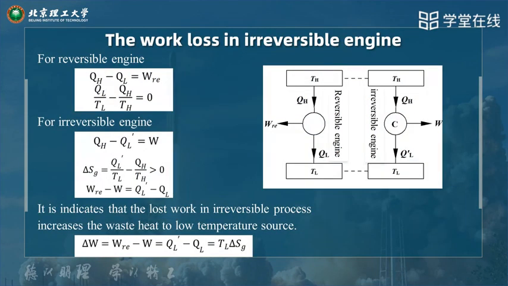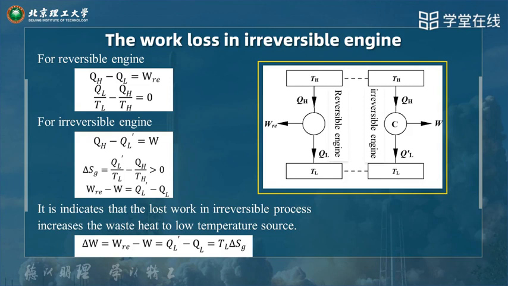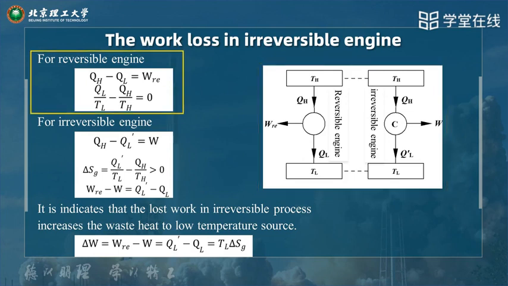The work loss in an irreversible engine. This picture shows two engines. One is a reversible engine, and the other is an irreversible engine. For the reversible engine, we obtain the heat energy QH from the high temperature reservoir into the engine. After the engine, a little thermal energy QL is rejected to the low temperature reservoir.